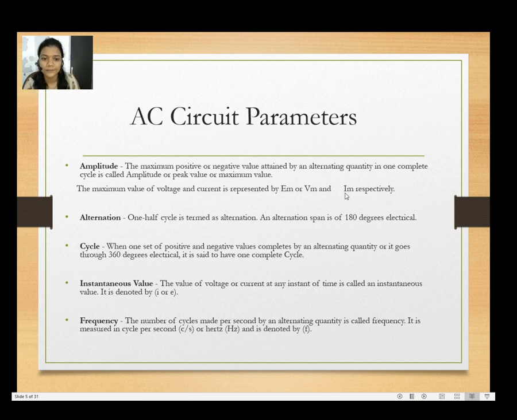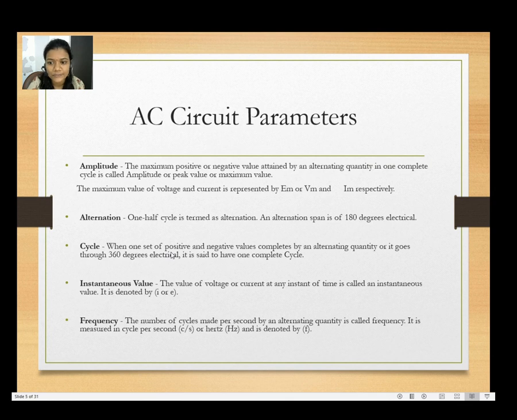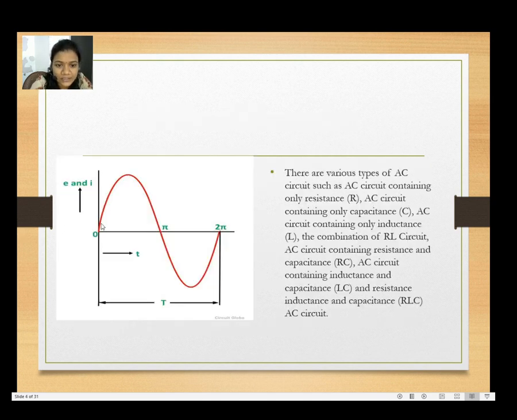I stands for current. Then alternation. What is meant by alternation? One half cycle is termed an alternation. So between 0 to pi is our positive half cycle and it can be termed an alternation. The span is 180 degrees. Then cycle. When one set of positive and negative values is completed by an alternating quantity, it goes through 360 electrical degrees. It is said to be one complete cycle. This is your complete cycle between 0 to 2 pi, containing positive half cycle and negative half cycle.